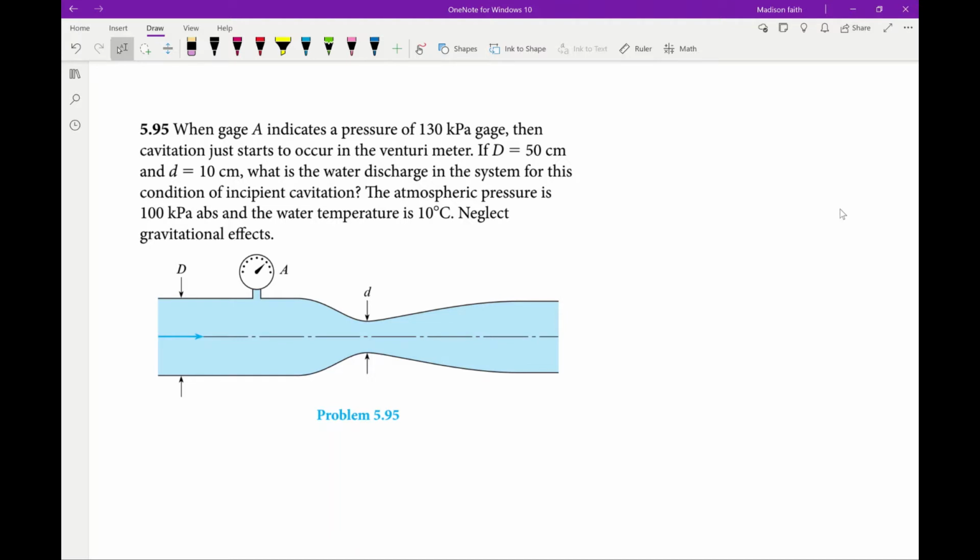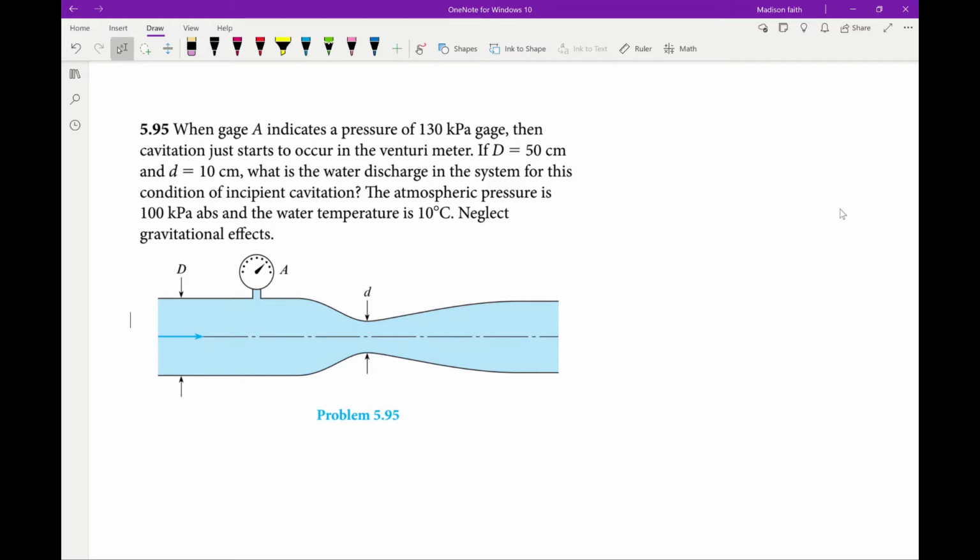Today we're going to be doing problem 5.95, and it says, when gauge A indicates a pressure of 130 kPa gauge, then cavitation starts to occur in the venturi meter. If capital D equals 50 centimeters and small d equals 10 centimeters, what is the water discharge in the system for this condition of incipient cavitation? The atmospheric pressure is 100 kPa absolute, and the water temperature is 10 degrees Celsius. Neglect gravitational effects.